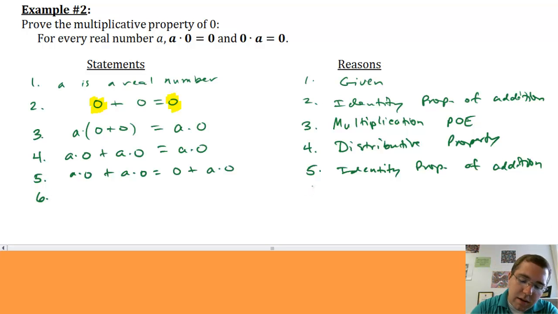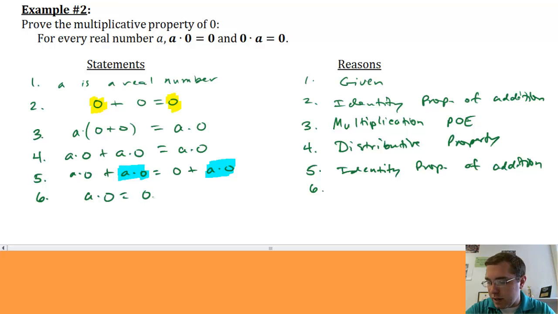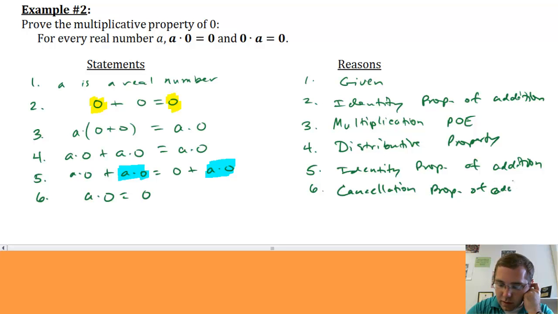The reason I'm doing that is because I'm going to cancel out one set of these a times 0s, this one and this one, and I need something to be on the right hand side of the equation when I'm done. And that something is going to be that 0 that I'm able to add in there. So now I'm going to cancel those blue a times 0s that I highlighted, leaving me with just a times 0 equals 0, which you'll notice is what we wanted to prove. And the reason I can cancel those is what we proved in example number 1, the cancellation property of addition. If I have the same thing on both sides, I can subtract it away, cancel it out. So now I've proven one of the things I wanted to prove, that a times 0 equals 0.